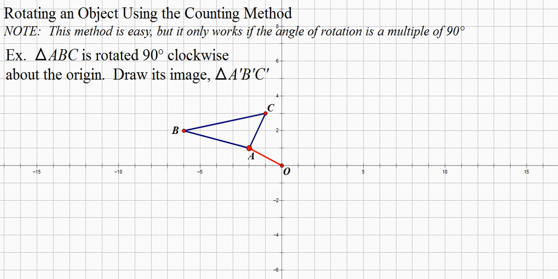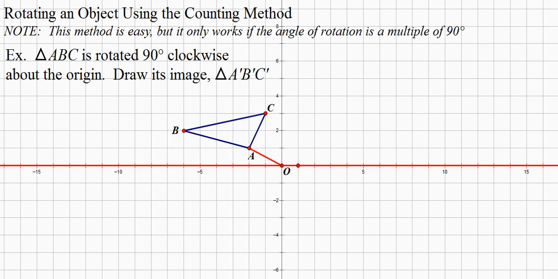I noticed that to get from A to O, if I break that down into up-down distances and left-right distances, I can see that to get from A to O, I need to go down by 1 and over by 2. So 1 and 2 are the key numbers here. Now I know I want A prime to be over here somewhere, which means if I do that same sort of count, a count of 1 and 2, I'll be able to tell where A prime should go. Now there's actually two ways that you can count over here with a 1 and a 2.